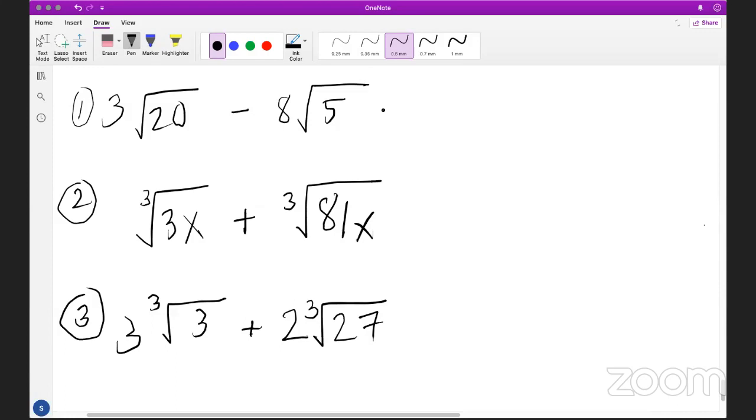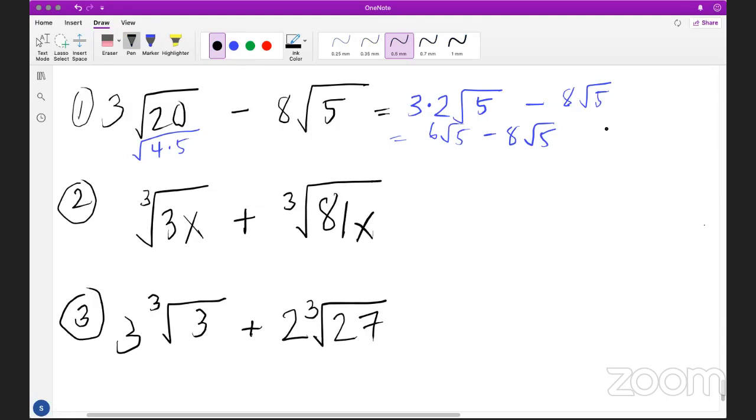Okay. This one, ano yung pwede mong simplify dito? Ito, right? So let's simplify that one. This one, that's gonna be equal to 4 times 5. This is a perfect square, so pwede natin ilabas. We will have 3 times square root of 4, that's equal to 2, square root of 5. Minus, ito simplified na yan. Okay, so here we have 6 square root of 5 minus 8 square root of 5. Final answer is negative 2 square root of 5.